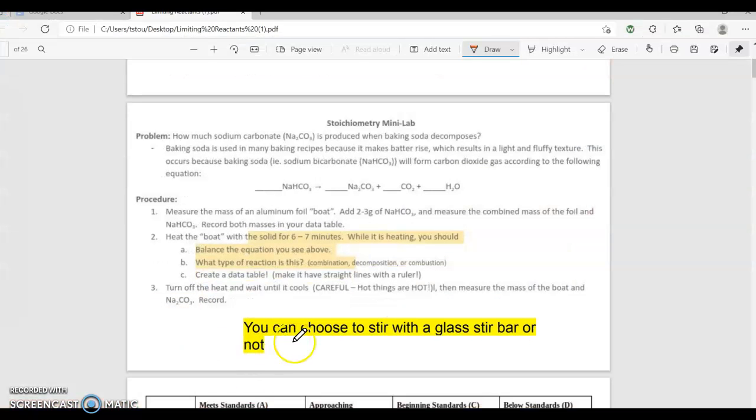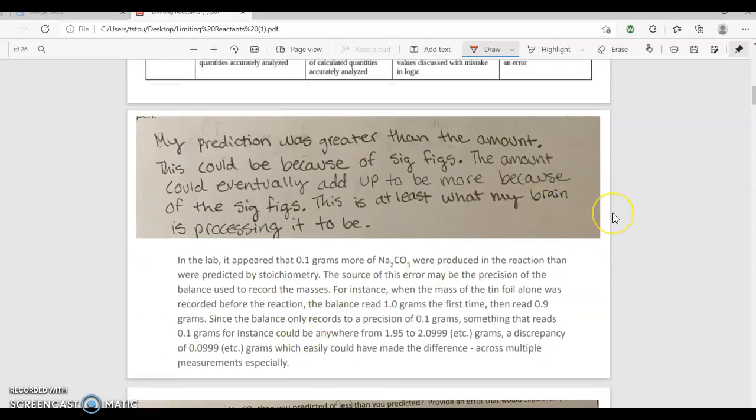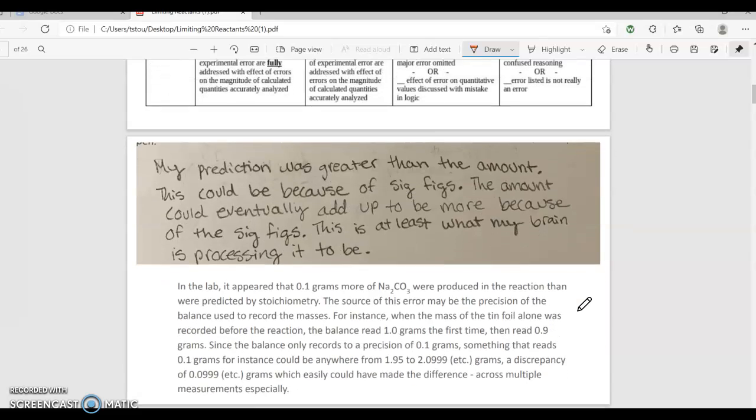Okay, so some folks' labs, like this one here, you might want to pause it to really read it, but my prediction was greater than the amount. This could be because of sig figs, but that top answer didn't really go to explain it. This bottom answer down here really explained it. They're both the same error about sig figs, but the bottom one really explains it. And these are people from your class. So definitely give that a pause.